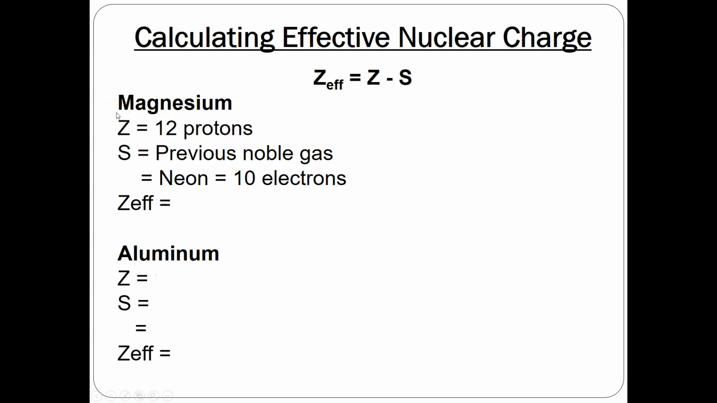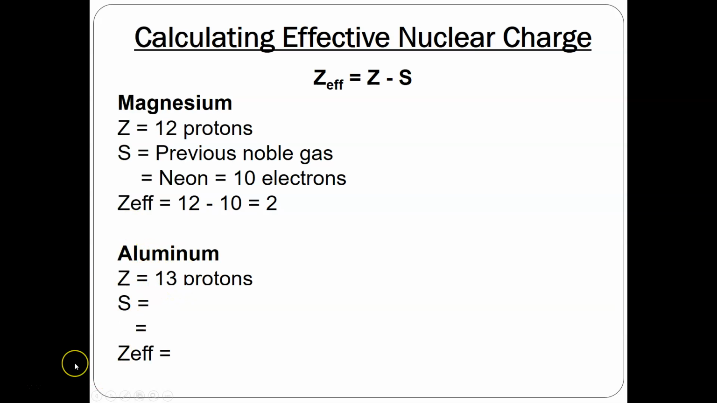So if I want to find out what the effective charge is, I'm going to subtract out the ones that are shielding. And that's going to tell me that my effective nuclear charge is 2. It's just kind of this arbitrary number. It doesn't really mean much until you compare it to a different element. So let's compare it to aluminum.